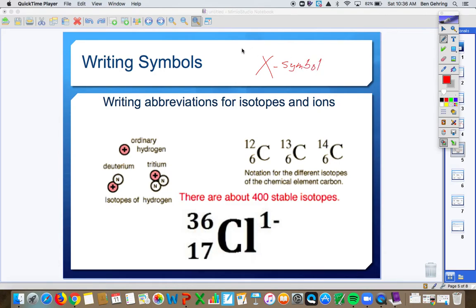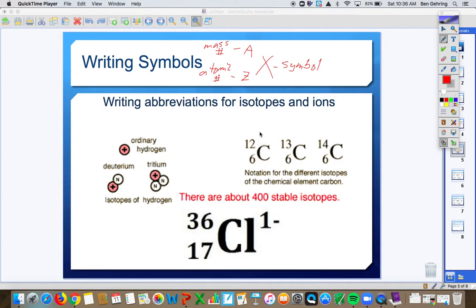The number on the top, they give it the letter A. I really don't care whether you use A and Z, that doesn't matter to me, but they use A and Z. A is your mass number. Mass number is always a whole number. This is not your average atomic mass. This is your mass number. This is protons plus neutrons, which has to equal a whole number, no decimals. Z is going to be your atomic number, which you can find on the periodic table, which is the same as the number of protons.